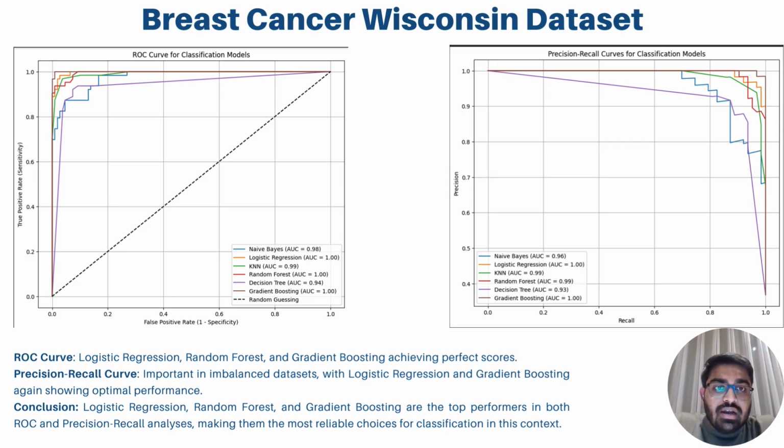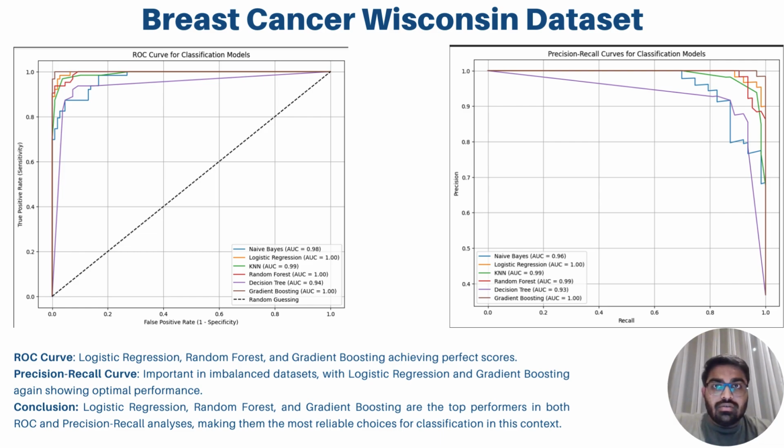If we see on the right hand side, on the precision recall curves, we can see that for again logistic regression, random forest and gradient boosting, your logistic regression and gradient boosting are on top again because the area under the curve is 1, so they completely classify the data correctly. Again, your decision tree sort of falls off.